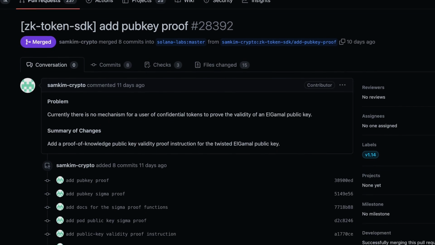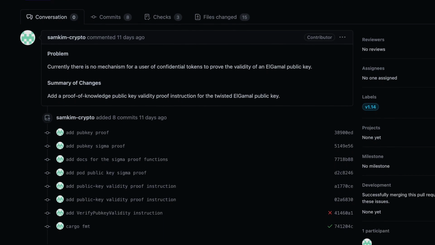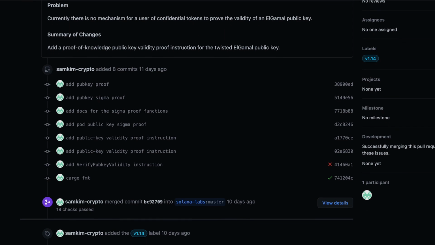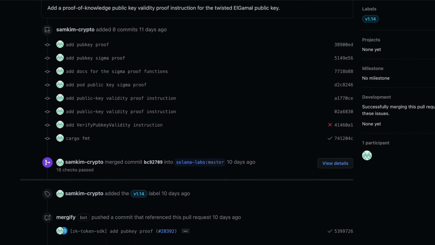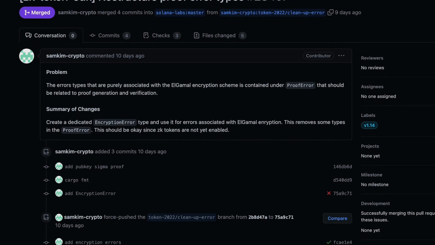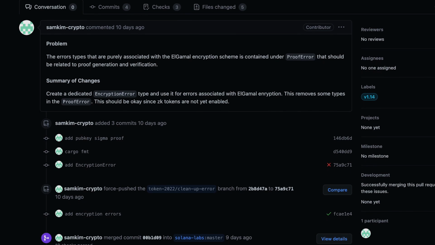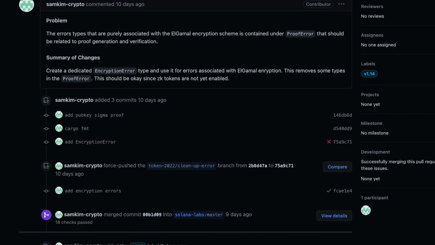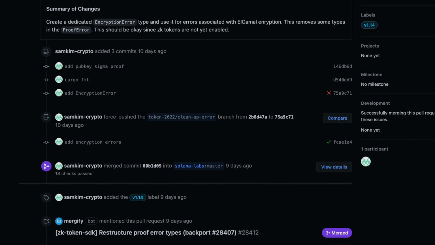I think a couple of PRs that caught my attention are around the ZK SDK. Zero knowledge proof is something I don't really know much about, so that's why they caught my attention. One of them was to add public key support for the ElGamal encryption. And the second one was around restructuring the error types, again around the ZK token SDK. So for the ElGamal encryption, the errors are now more explanatory about what is actually going wrong.